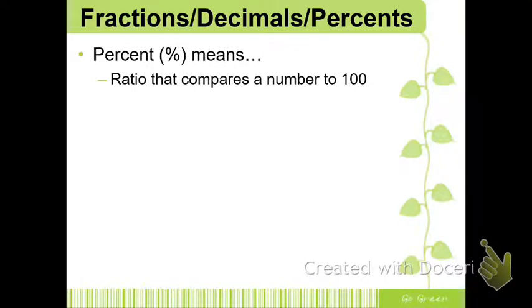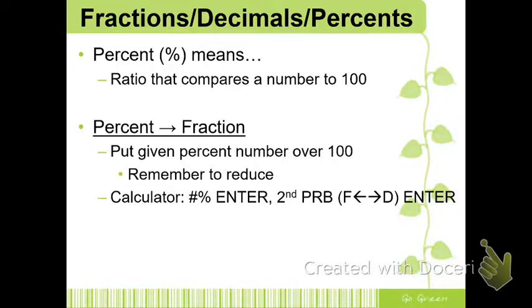In this section, we're going to be discussing probability, but we'll start with a review of fractions, decimals, and percents. Remember that percent literally means divide by 100. Per means divide, cent means 100. So if I want to go from a percent to a fraction, I will just write the number of the percent over 100 and then reduce.